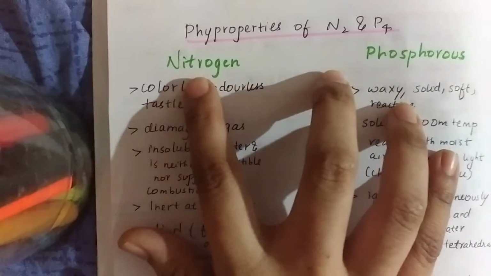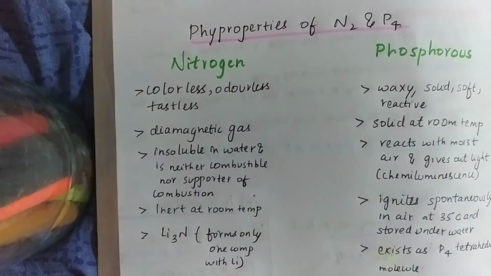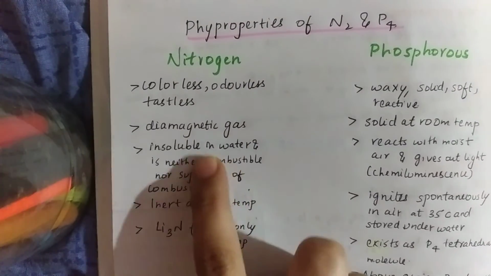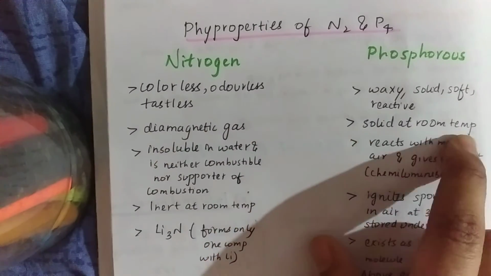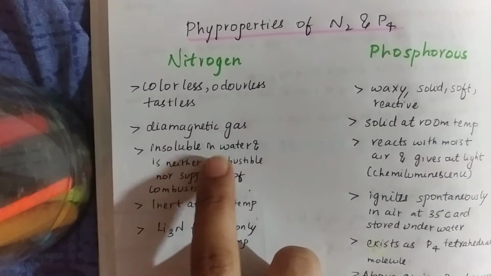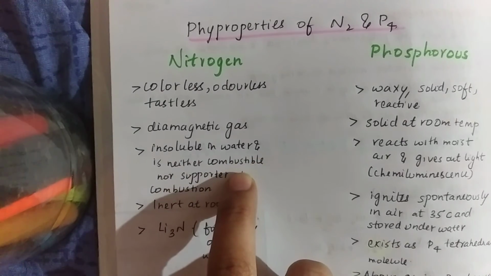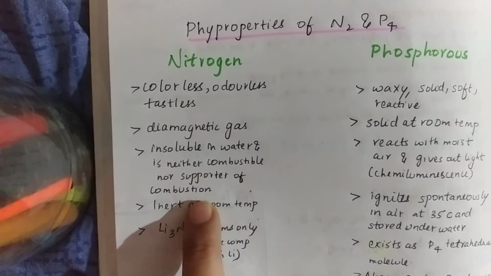The exception is only nitrogen. Nitrogen is the only gas at room temperature in group 15 elements, and it is a diamagnetic gas. Phosphorus is solid at room temperature. Nitrogen is insoluble in water. It is neither combustible nor a supporter of combustion.